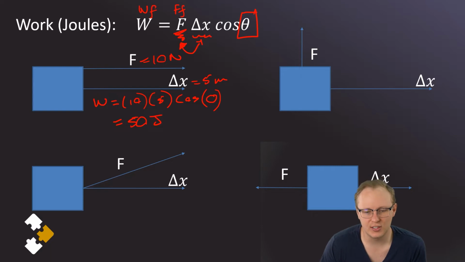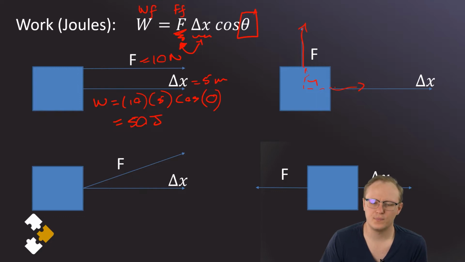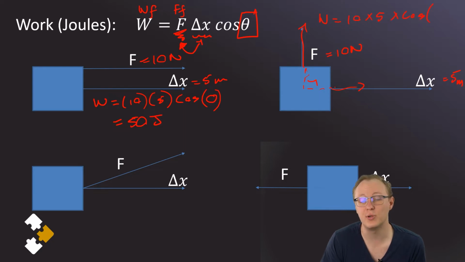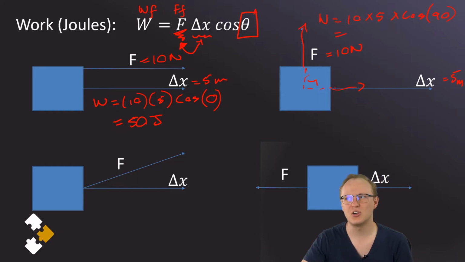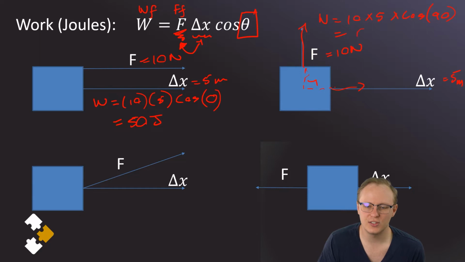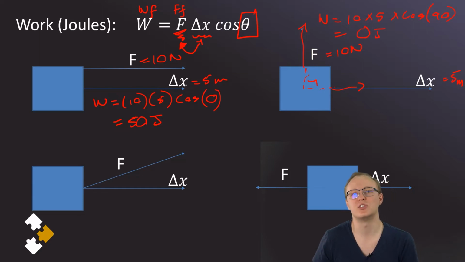Now, in this second example here, the force is going upwards, displacement is going this way, and you can see that this will be a 90-degree angle between these two things, right? Now, if we use the same things, the force as 10 newtons and the displacement as 5 meters, then we can calculate the work done here. So the work done is going to be 10 times 5 times cos of the angle between these two things. And the angle between those two things is 90 degrees, and cos of 90 is actually 0. So this is going to give us work done of 0 joules.